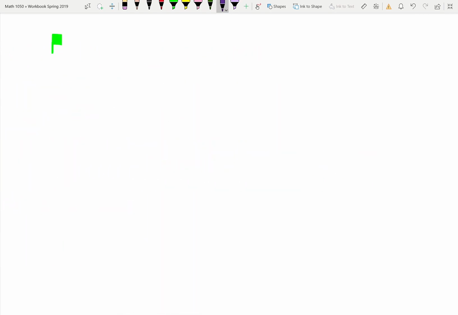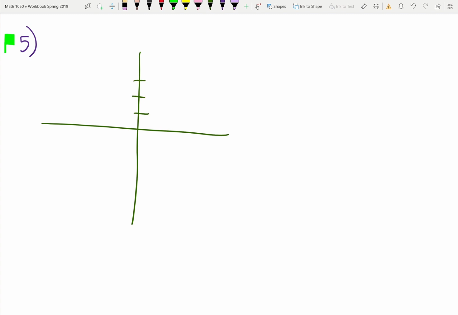Here's number 5, and I'm still highlighting. This is just great. Yay. Okay, here's 5. So you have this graph, and we're going to say we have a regular parabola. It opens up. Looks like that. And we're going to call that guy right there f of x.